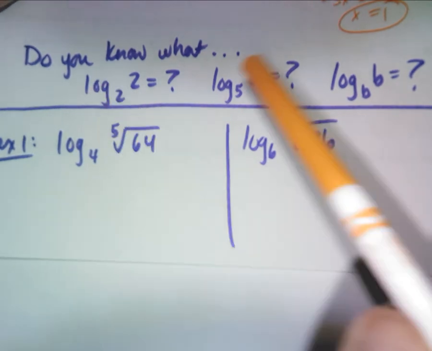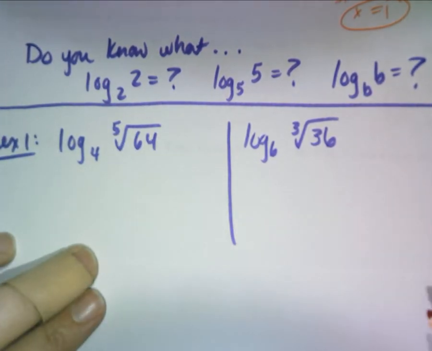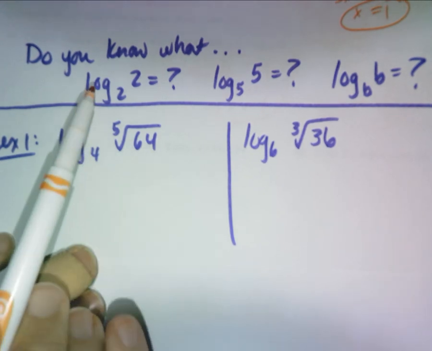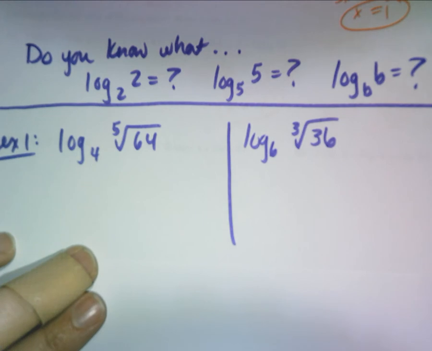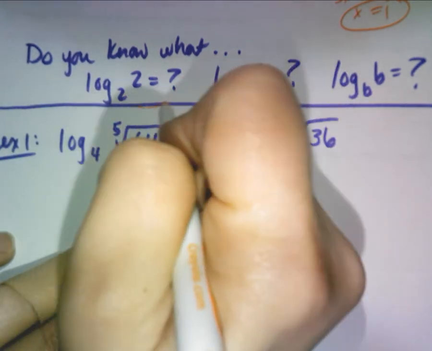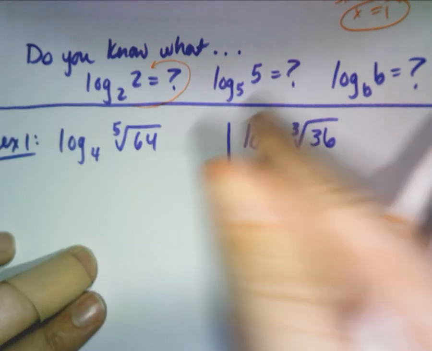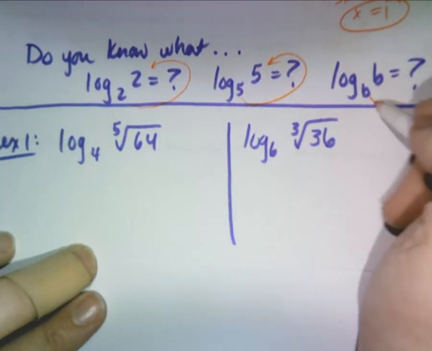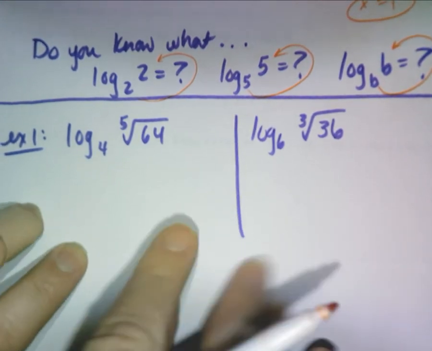They don't have this as a property, but it's something that really you should know for the first question in the bookwork tonight. Do you know what log base 2 of 2 is? Or log base 5 of 5 is? Or log base b of b? 1. Why 1? Backwards C. 2 to the what makes 2? 1. 5 to the what makes 5? B to the what makes B? So it's 1.